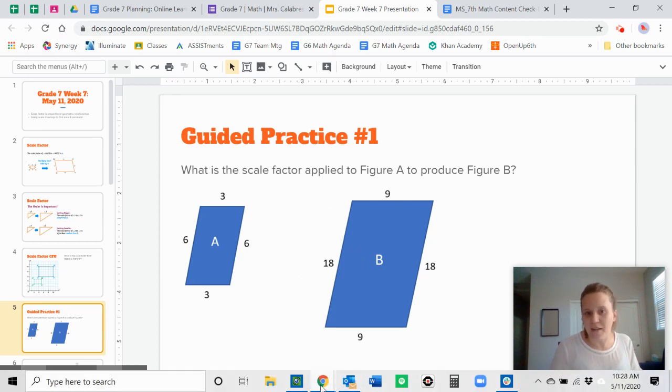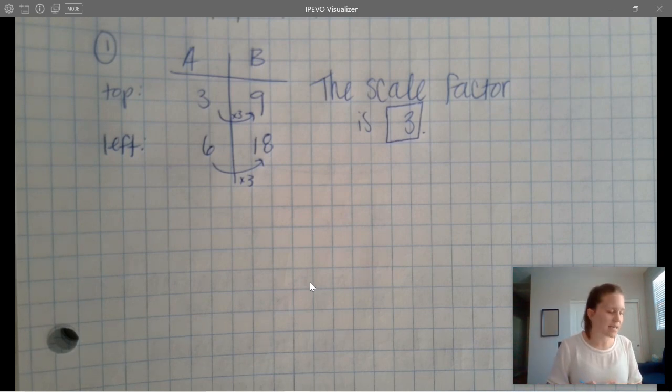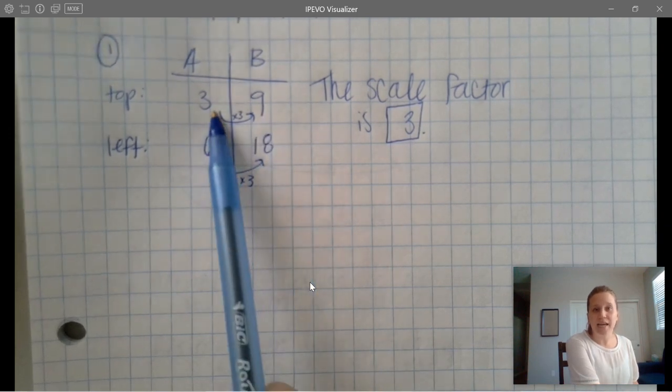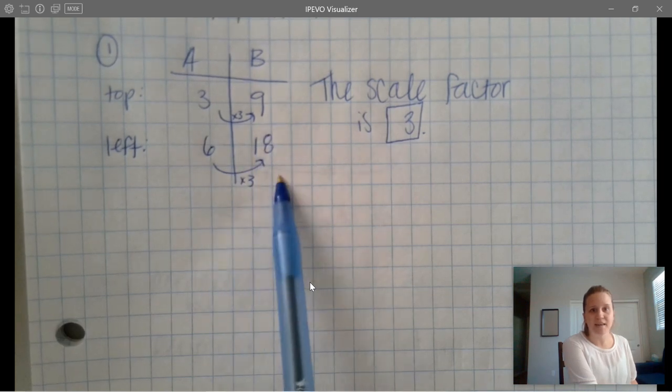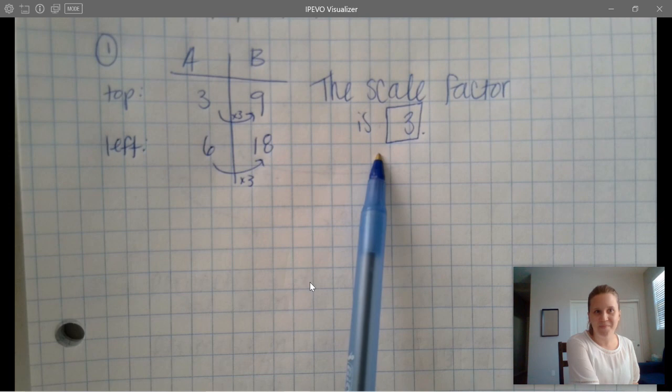This strategy worked well labeling it the way I did because the figures were in the same orientation. One wasn't turned around or flipped over or anything like that. And then I'm just looking for what factor could help me get from A to B, the length of the corresponding sides on A to B, and that was times 3 each time. So the scale factor is 3.